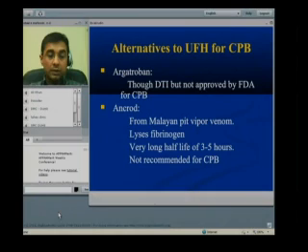Ancrod is another class of drug for anticoagulation. It is derived from the venom of the Malayan pit viper snake. It lyses fibrinogen. It has an extremely long half-life of 3 to 5 hours. So if you have a short bypass run, there is no way we can manage it, because we don't have any antidote for it. So keeping all these things in view, it is not recommended for cardiopulmonary bypass.